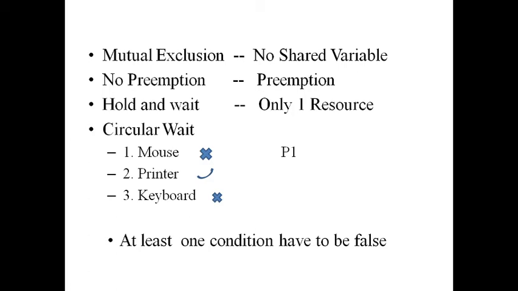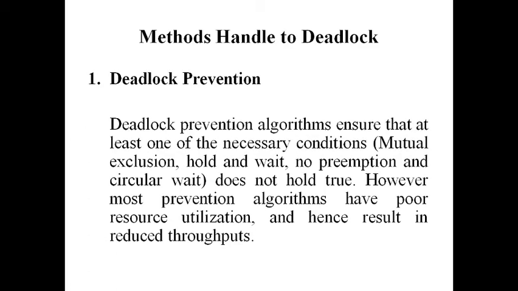Okay, so out of these 4 conditions, at least one condition has to become false. This is one of the methods of how to prevent a deadlock in deadlock prevention. At least one necessary condition has to become false. Okay, this is one of the methods.